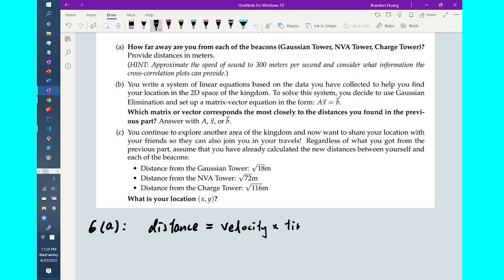So as long as I know how fast my signal is, and when the signal arrived, or how much time it takes for the signal to go from being emitted to arriving at my device, I can calculate the distance between my device and the signal emitter, which is the location, the towers we're looking at.